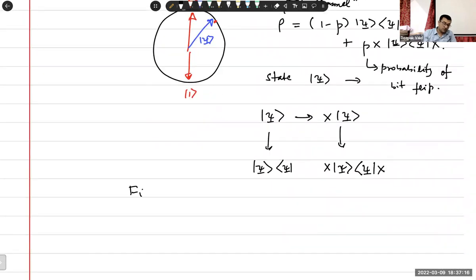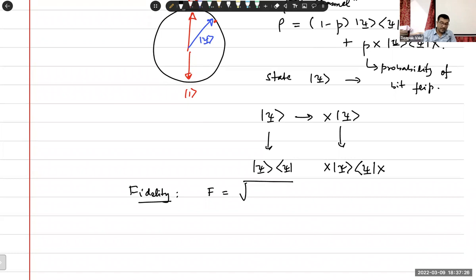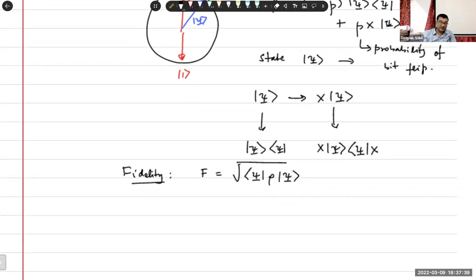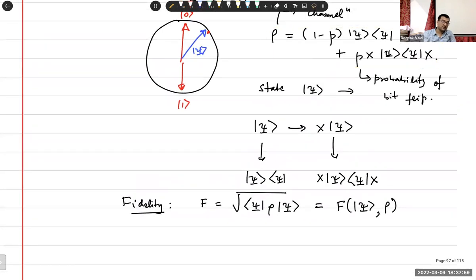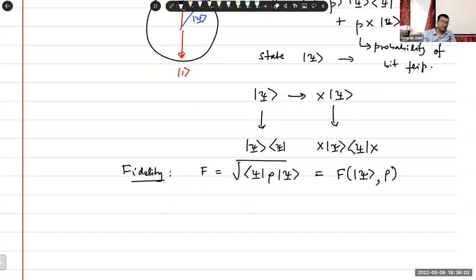Now, how do I define the fidelity? So the fidelity is defined as follows. Technically, rho is what is called a mixed state. And this is the Greek letter rho, by the way, not p. So the fidelity is defined as this expression. The fidelity is a function of two inputs. It takes in a pure state psi and it takes in a mixed state rho. And that's what this rho is. This is a mixed state. Don't worry about what mixed states are for the time being.